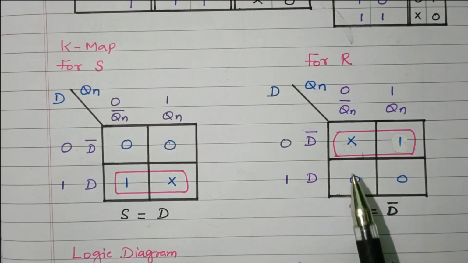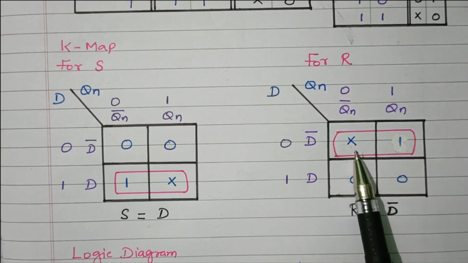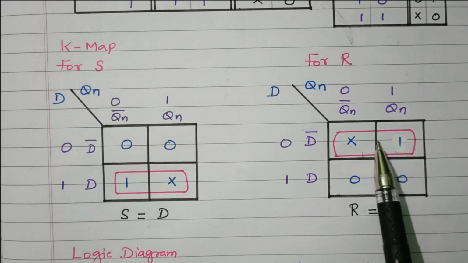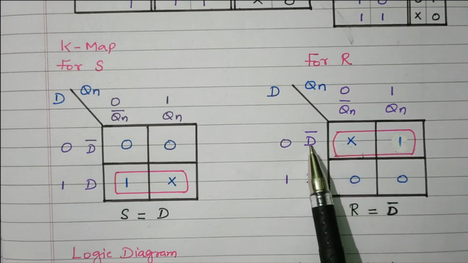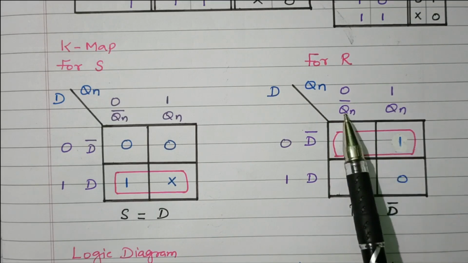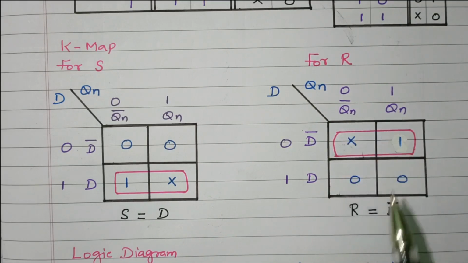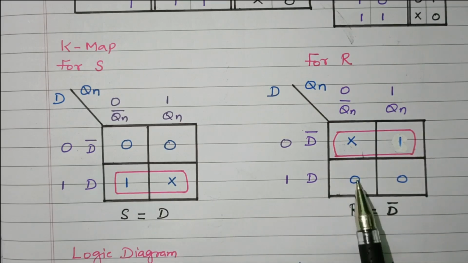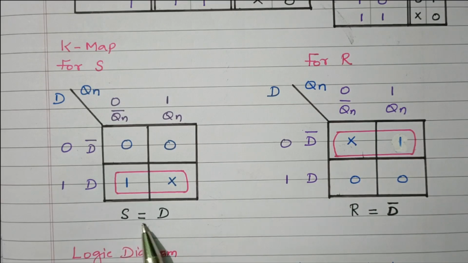So this is the K-map for R. In this, these two cells are combined together. These two are 0. So correspondingly we refer to the first row. The first row is D bar. The first column and second column are Qn bar and Qn, so they got cancelled. So the R input is D bar. From the truth table we framed the K-map, and from the K-map we got the expression for S and R. S is D, R is D bar, the complement of D. Right.